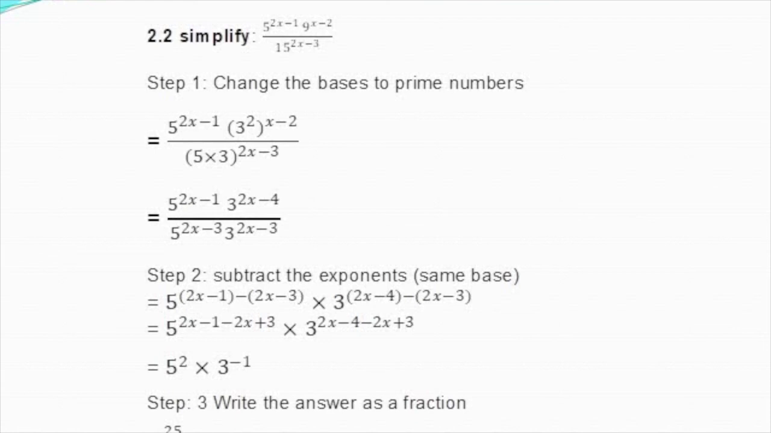So now we have like terms. 2x minus 2x for the base of 5 will give us what? 0. And negative 1 plus 3 will give us 2. So 0 plus 2 is 2. We will be left with 5 to the power 2. Now we go to the base of 3. For the base of 3 also we have 2x minus 2x like terms, which is 0. And negative 4 plus 3 will give us negative 1.